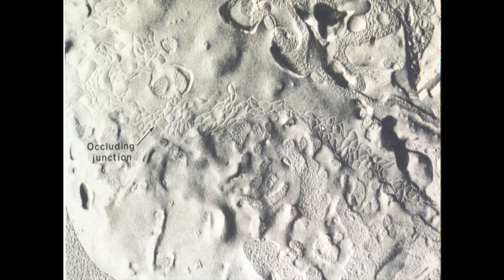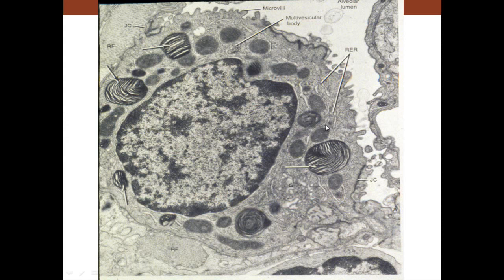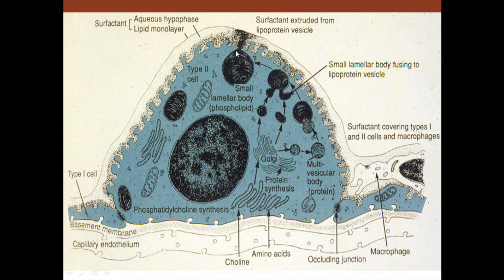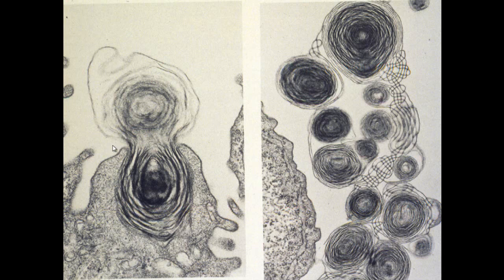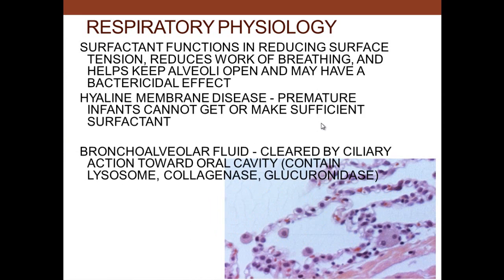And we can see the occluding junction between adjacent cells, holding these cells together and preventing air from leaving or fluid from coming in. This is a type 2 cell. In a type 2 cell, you can see the lamellar structures there, which is really their surfactant itself. So surfactant comes here and coats the surface to reduce the surface tension. Here you can see the surfactant is like a lipid, a wiry lipid that lays over the surface. So surfactant reduces the surface tension and the work of breathing, helps keep alveoli open, and may have a bactericidal effect.